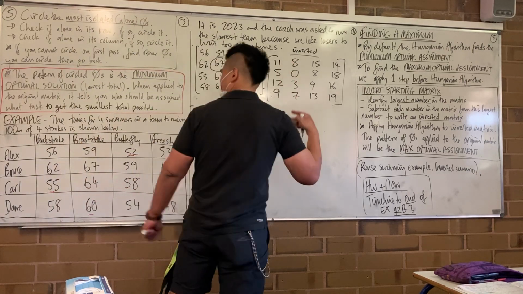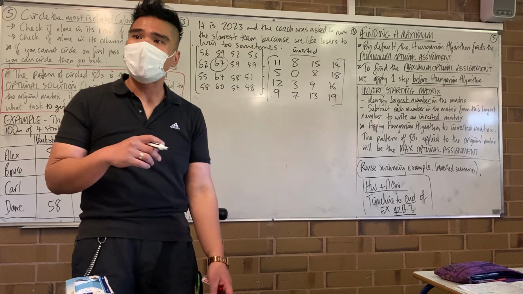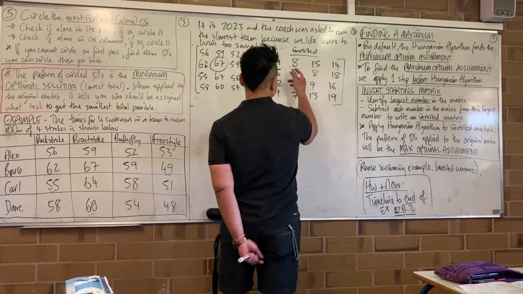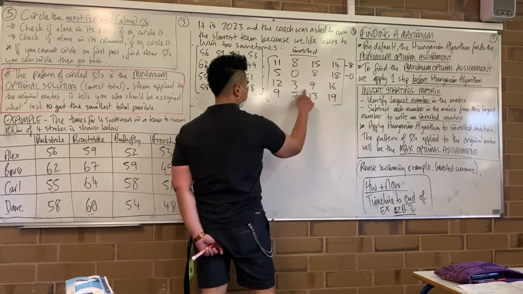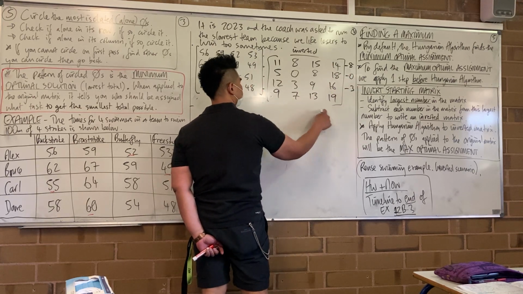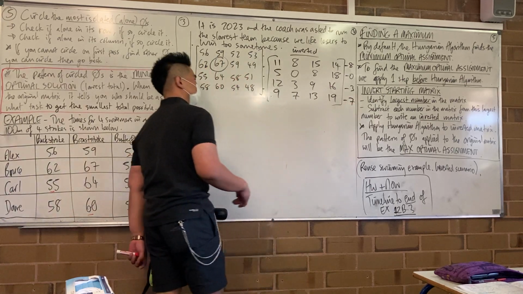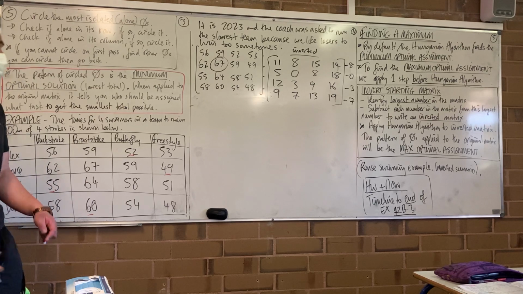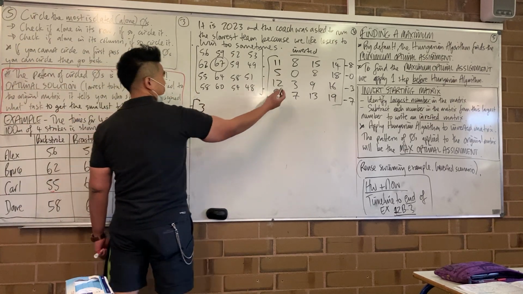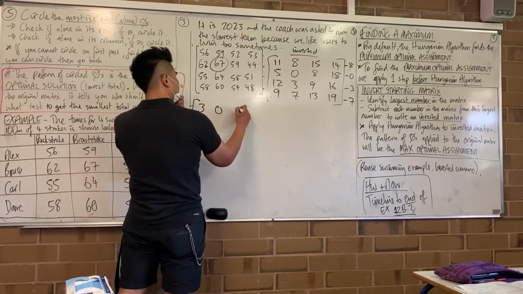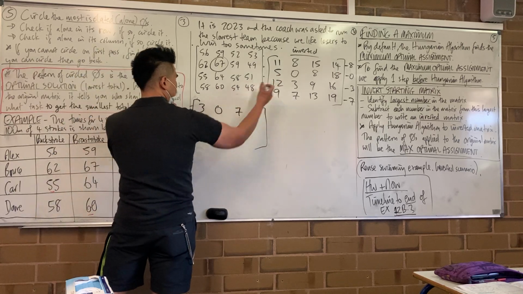So Hungarian algorithm, I'm going to ignore those steps. What do I do first, rows or columns? Rows. What's the smallest number here? 8. 0. 3. 7. Rewrite it. 8, 9, 10, 11. 3. 8 take 8, 0. 7, 6. I take nothing from that line.